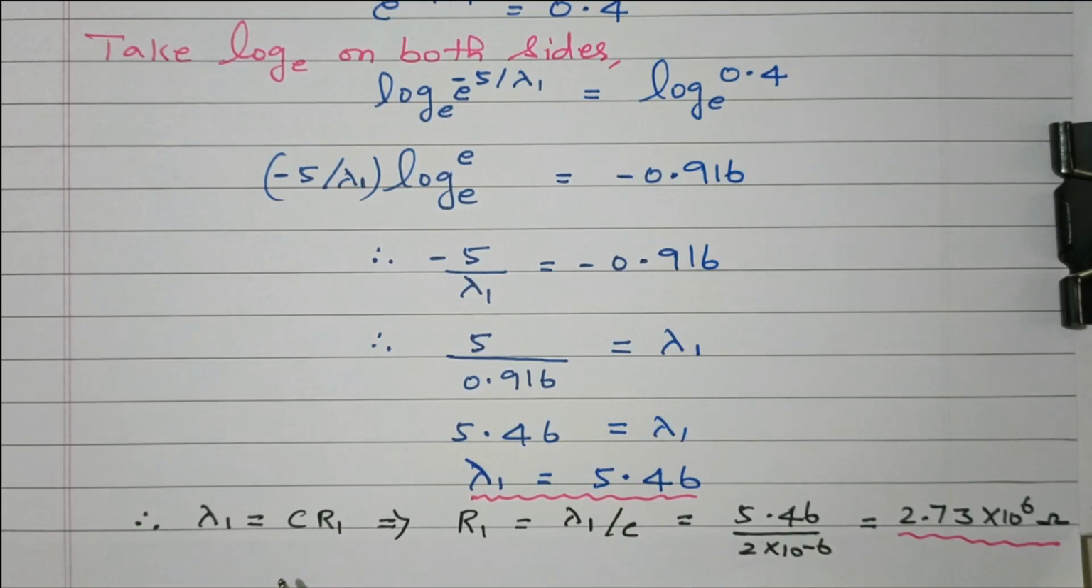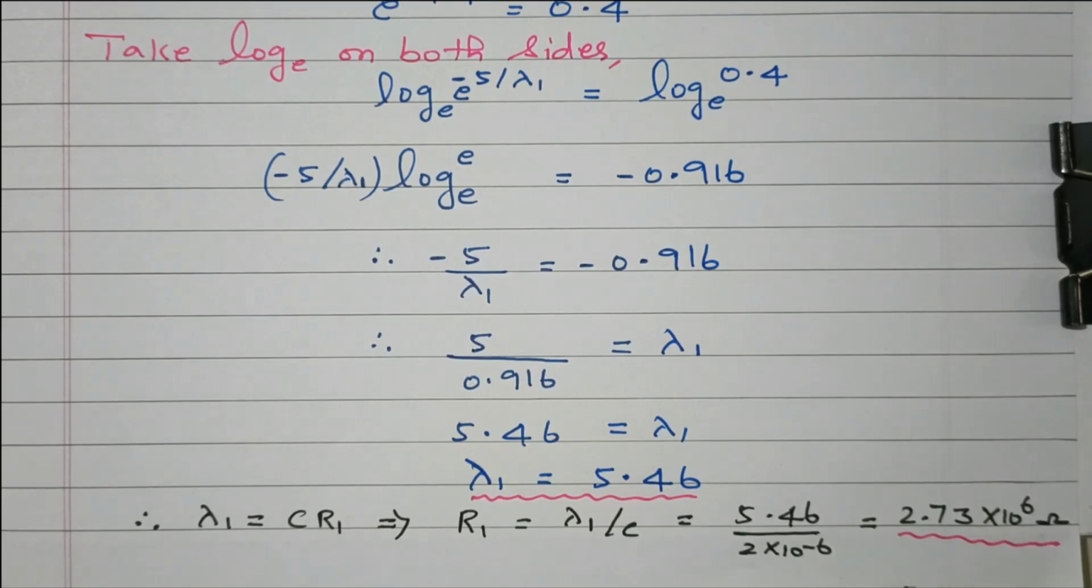So from that we can find the R value. This lambda 1 is nothing but C into R1, so R1 equal to lambda 1 by C. Lambda 1 we calculated as 5.46, divided by the C value, which is 2 microfarad, 2 into 10 to the power minus 6. So that is nothing but 2.73 into 10 to the power 6 ohm. That is 2.73 mega ohm. Right? Otherwise 2.73 into 10 to the power 6 ohm. So now we calculated the R value for the given time of 5 seconds.